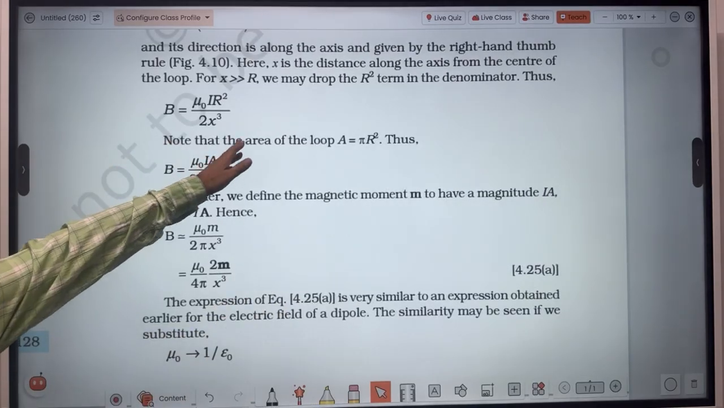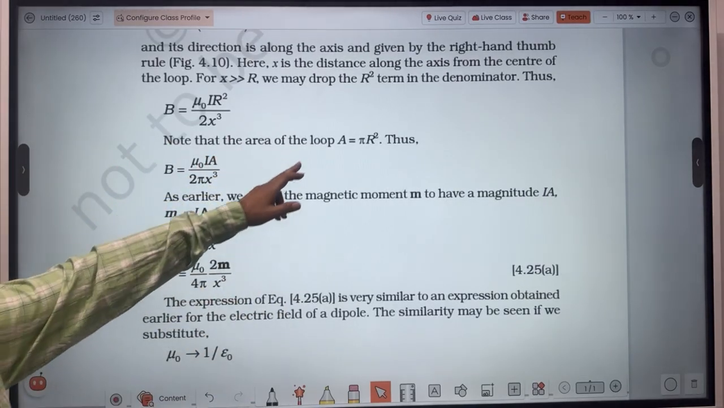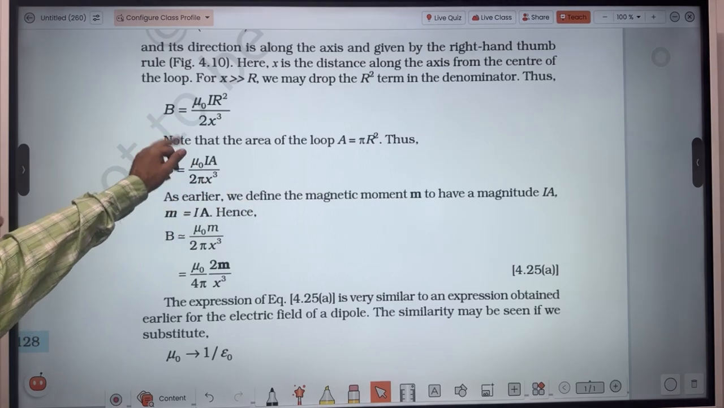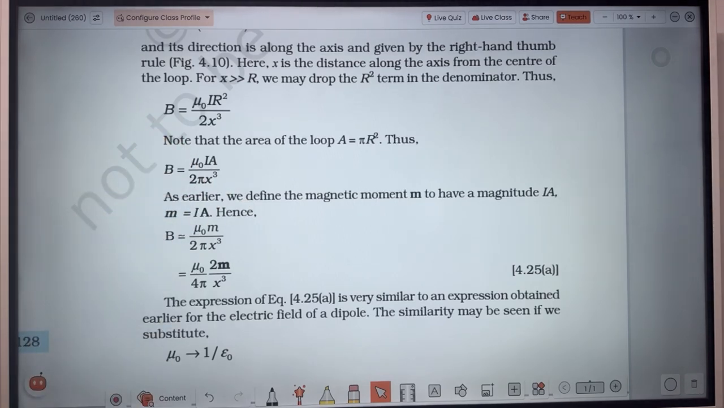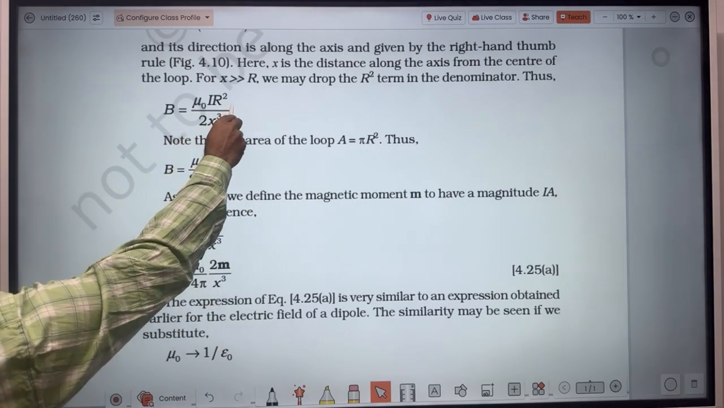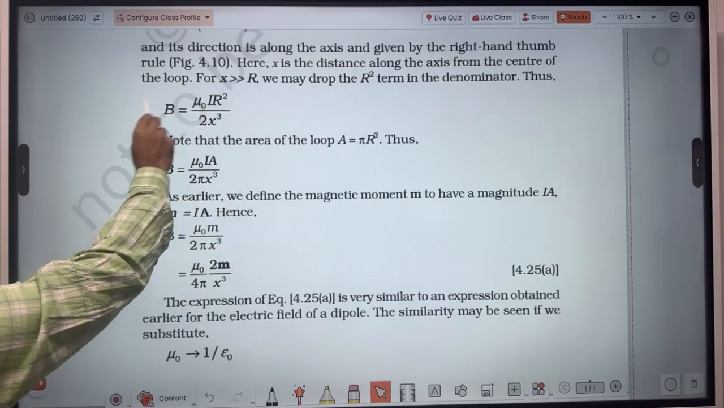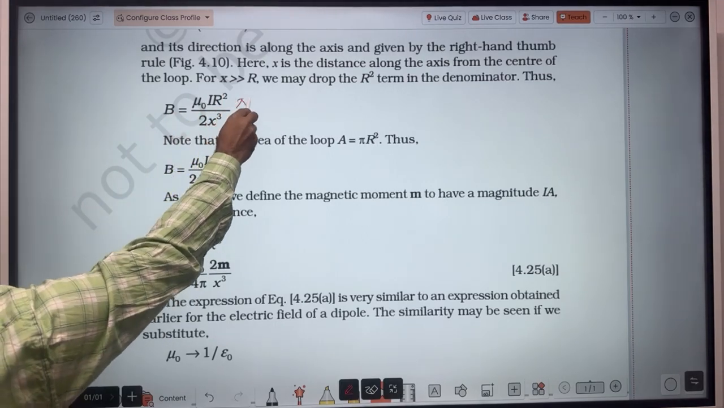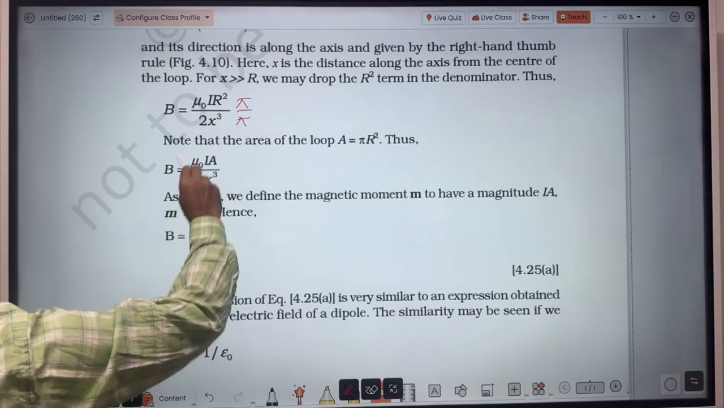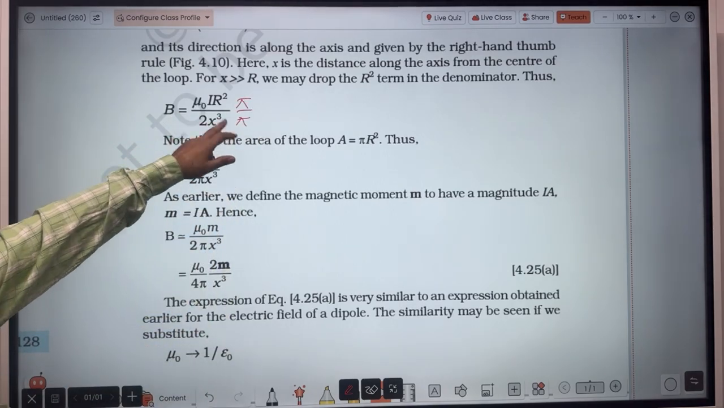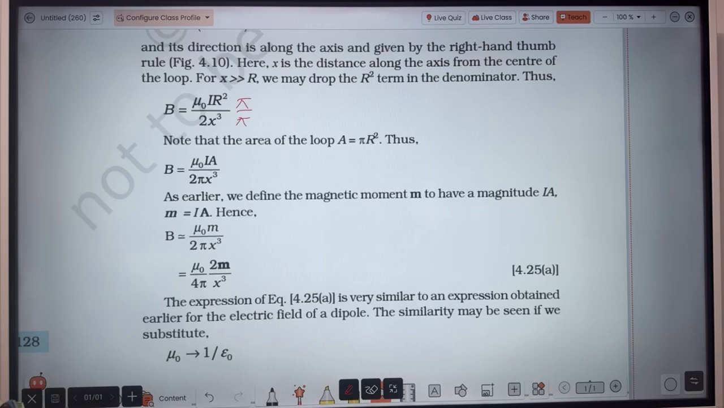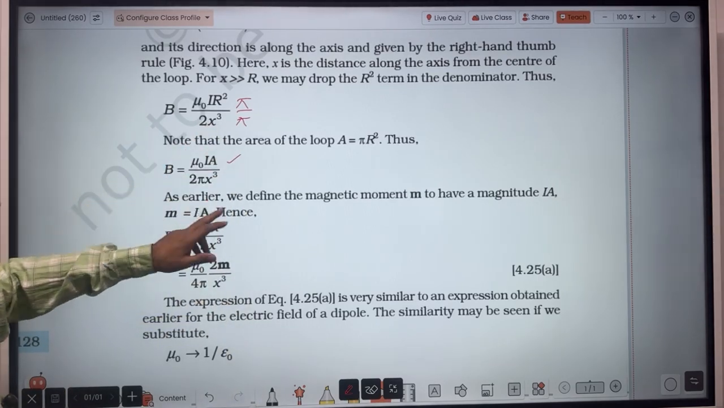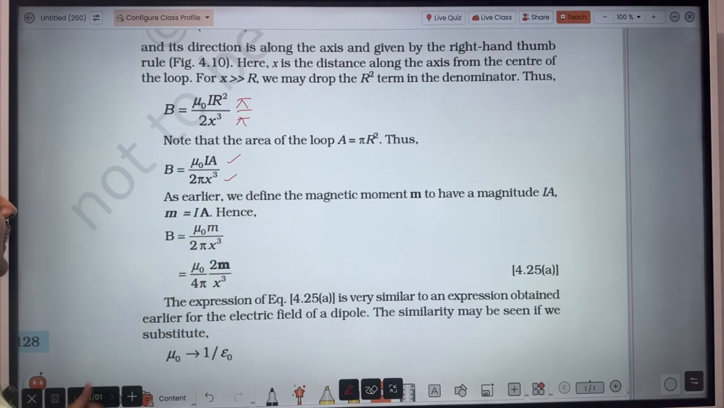Now, note that the area of the loop is pi r square, right? So we can write B equal to mu naught I. We can insert pi in the denominator and numerator so that the area may be included. So we just write pi and pi here, so that pi r square becomes the area. So we will get mu naught I A, and in the denominator 2 pi x cube, correct?